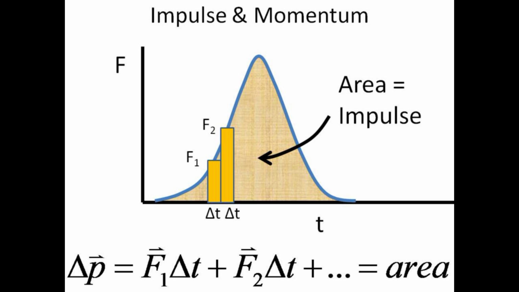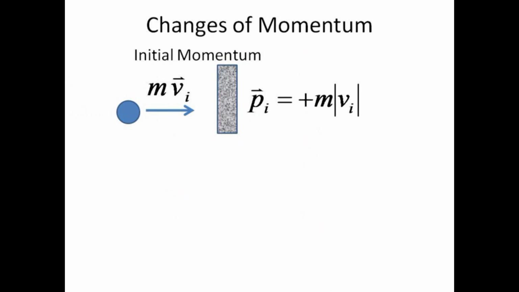So the change in momentum is equal to the area under the force versus time graph. This is still true, even if the force varies over the time interval. Just break the area up into small rectangles of impulse, F1 delta t, F2 delta t, etc., until the entire area is covered. Once again, we see that the change in momentum is equal to the area under a force versus time curve.